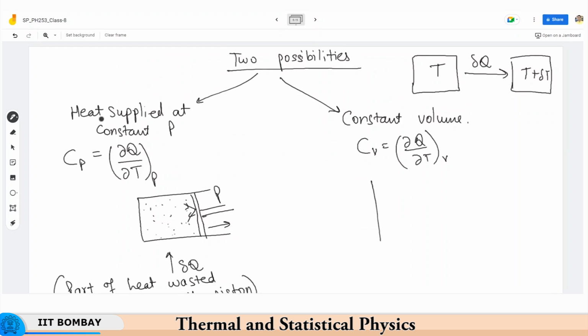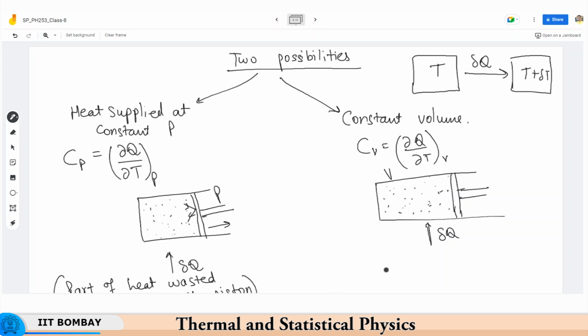But on the other hand, if I do the same experiment, but I let the pressure vary, but I keep the volume of the system constant. If I don't let the volume of this system change, in that case the piston can't move outwards, and all the heat that I am supplying into the system solely increases the temperature of the gas, the temperature of the system. It does not really get wasted in doing any external work.